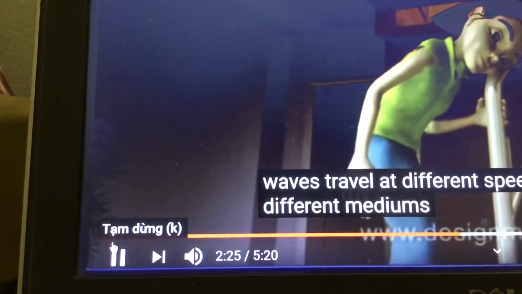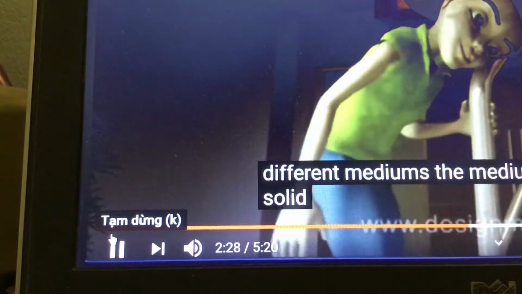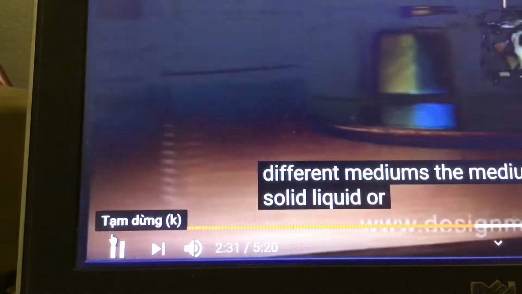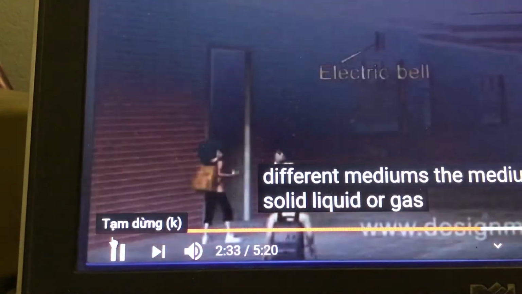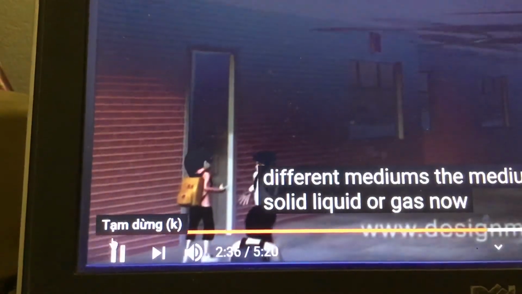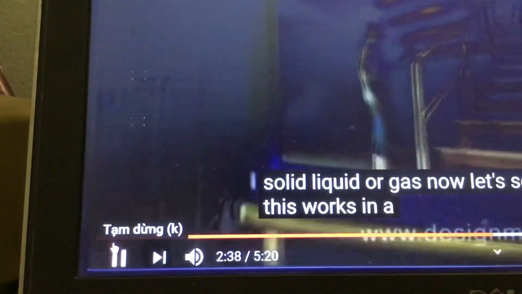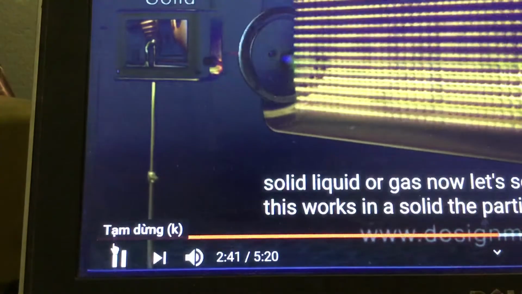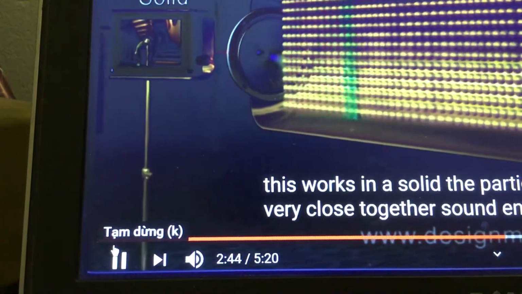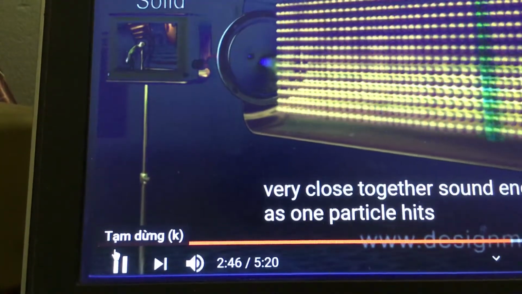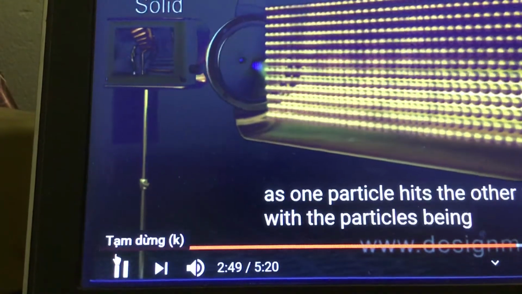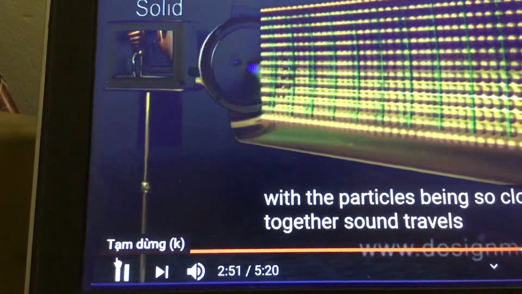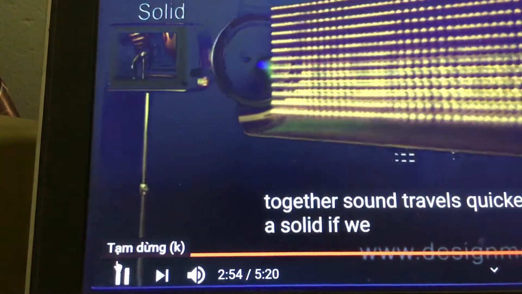These waves travel at different speeds in different media, and a medium could be a solid, liquid, or gas. Now let's see how this works in a solid. The particles are very close together. Sound energy moves as one particle hits another particle. With the particles being close together, sound travels quickly through the solid.